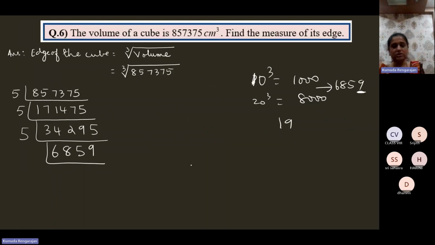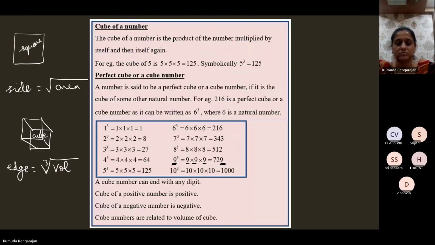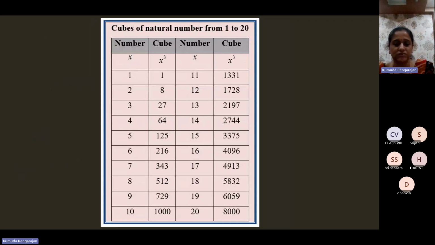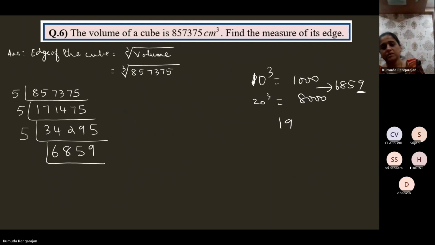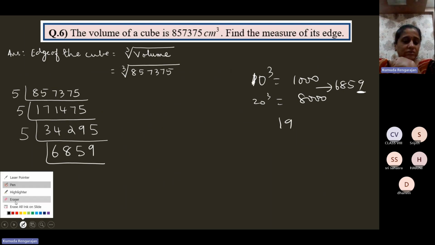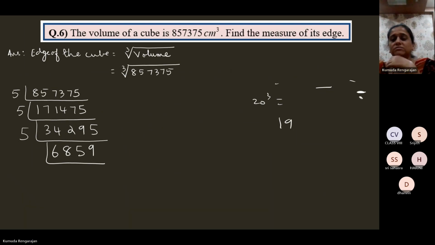So what is 19 into 19? Using my calculator, 19 into 19 is 361, into 19 is 6859. I'm getting it. So I've typed it incorrectly here. I just explained. The number given is right.